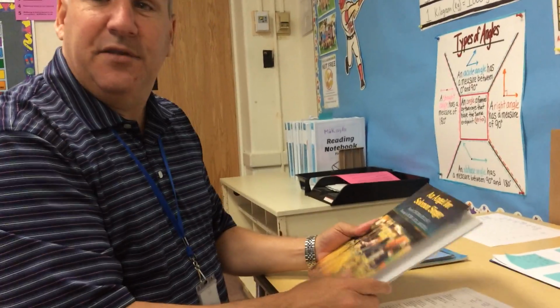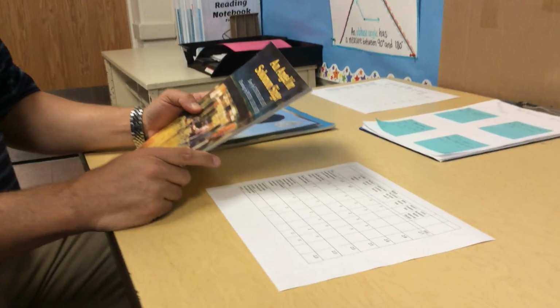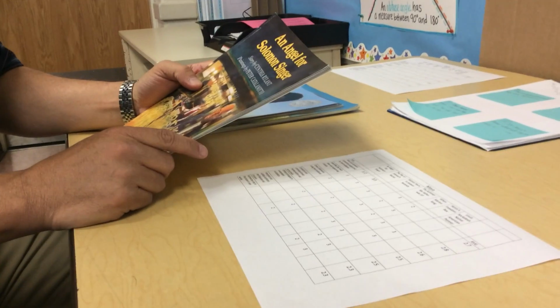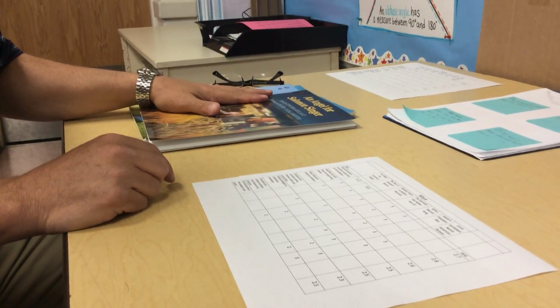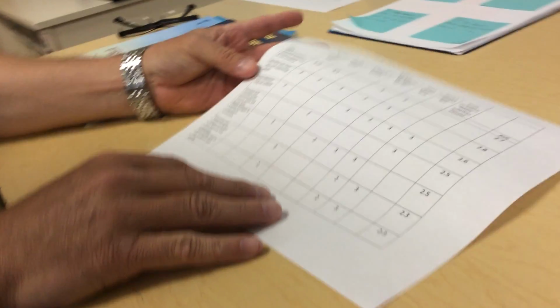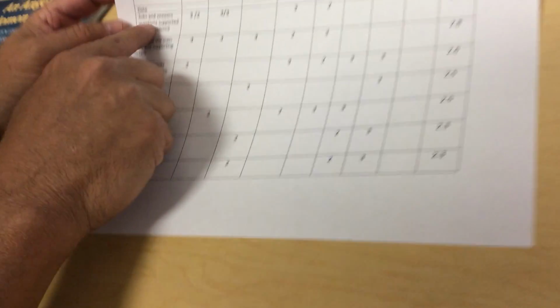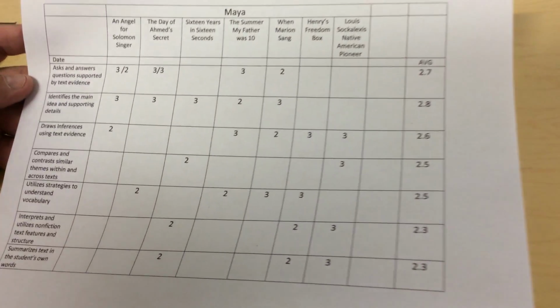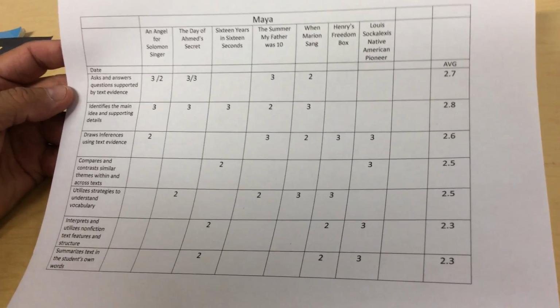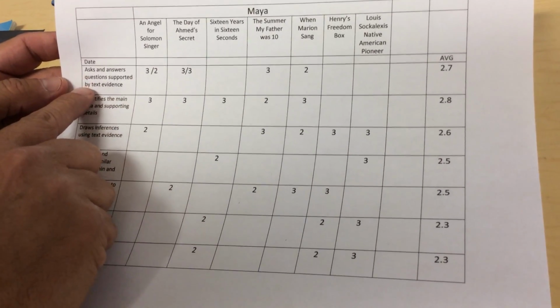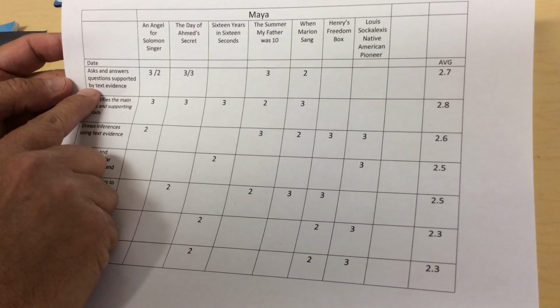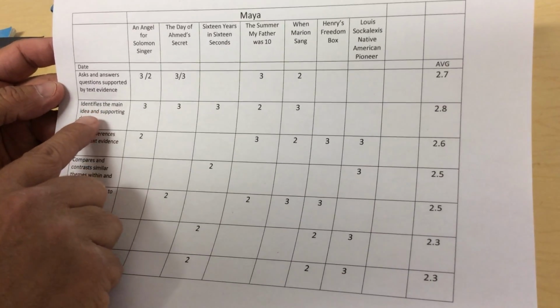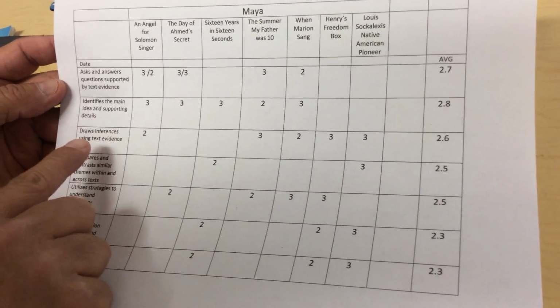We have lots of different books. Most of them this year deal with diversity. We have our books that we selected, and we took our report card areas and put them right down here. On each book, we pretty much choose 4 questions to ask. And you can see in this book, An Angel for Solomon Singer, we ask 2 questions on supporting by text evidence, and we ask 1 for identifying main idea and 1 for inferences.